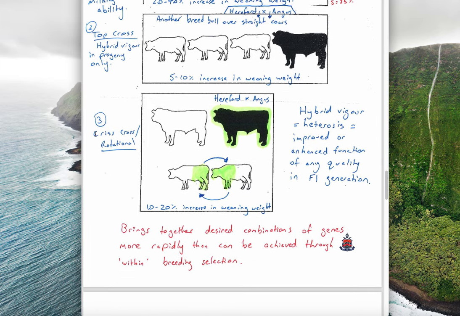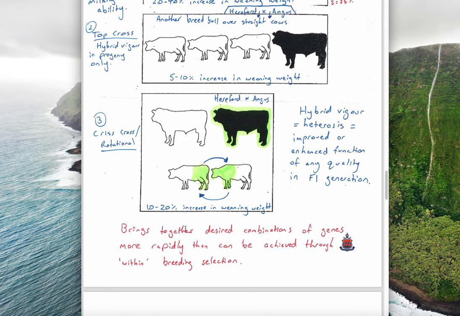And number 3, a crisscross or rotational. You've got a Hereford crossed with an Angus, and then you're crossing the Hereford Angus with each other. And that is giving you a 10 to 20% increase in weaning weight, but when you're crossing this Hereford Angus with a Hereford Angus, you're not going to get hybrid vigor any longer.